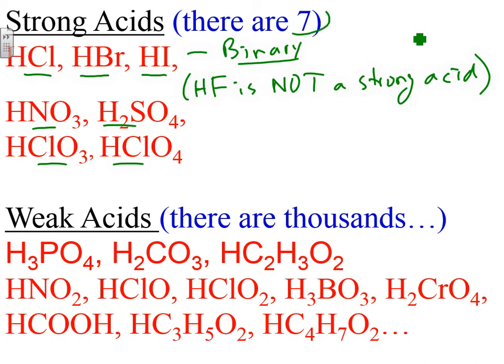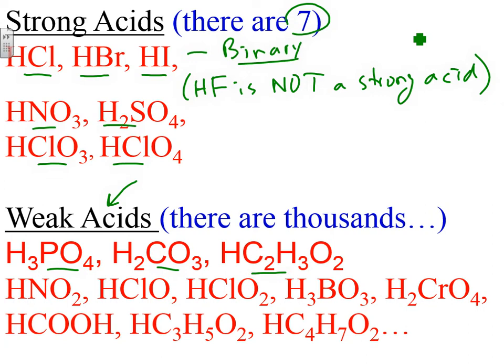So make sure to memorize these as the 7 strong acids. It's a good idea to know them. Everything else is then a weak acid. There are thousands upon thousands of weak acids. A lot of them are actually based on organic acids, which come from plants or animals and so forth. The famous weak acids here that we've discussed were phosphoric, carbonic, and acetic, the vinegar-based acid. But there are plenty more.